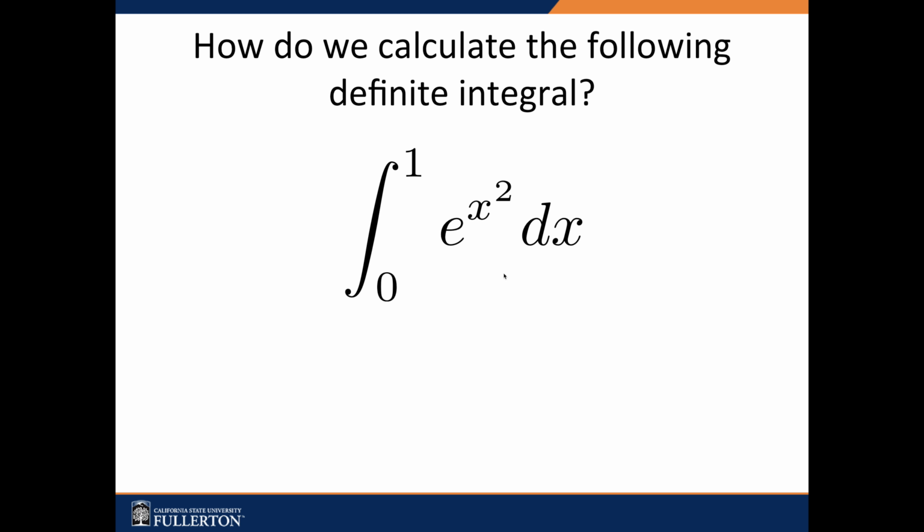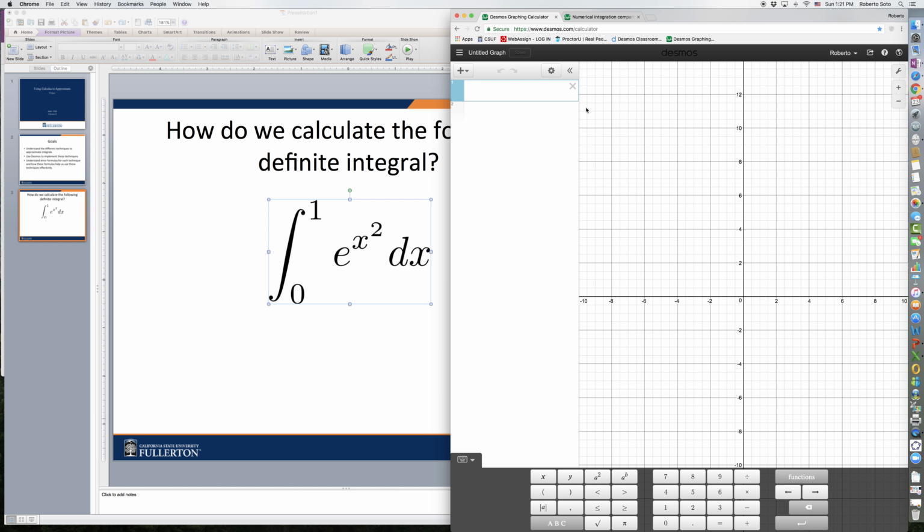We're going to use Desmos to explore this integral, in case you're not sure what it looks like. So let me get out of this one and go to this one. The function we're looking at here is e to the x squared. It looks like this. And I only want it from 0 to 1.